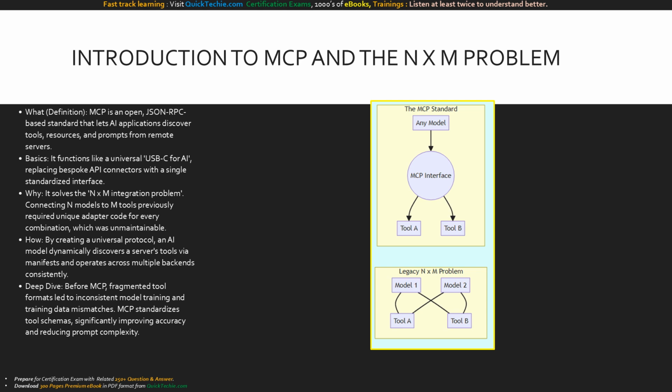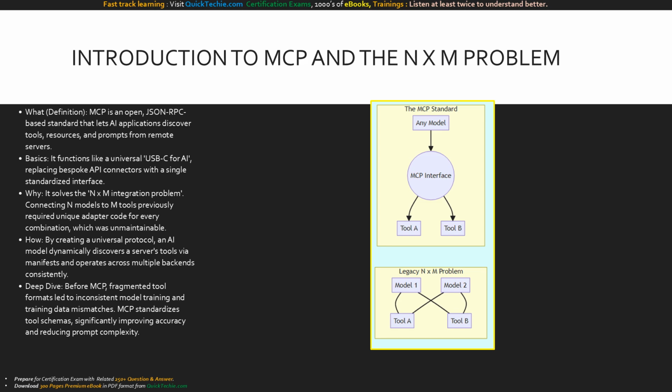Why was it created? To solve the massive N times M integration problem. Historically, integrating N language models with M different tools meant writing unique, bespoke adapter code for every single combination. It was an unscalable nightmare. How does MCP fix this? It introduces a universal standard. When your AI model supports MCP, it dynamically reads a server's manifest and immediately knows how to interact with it.